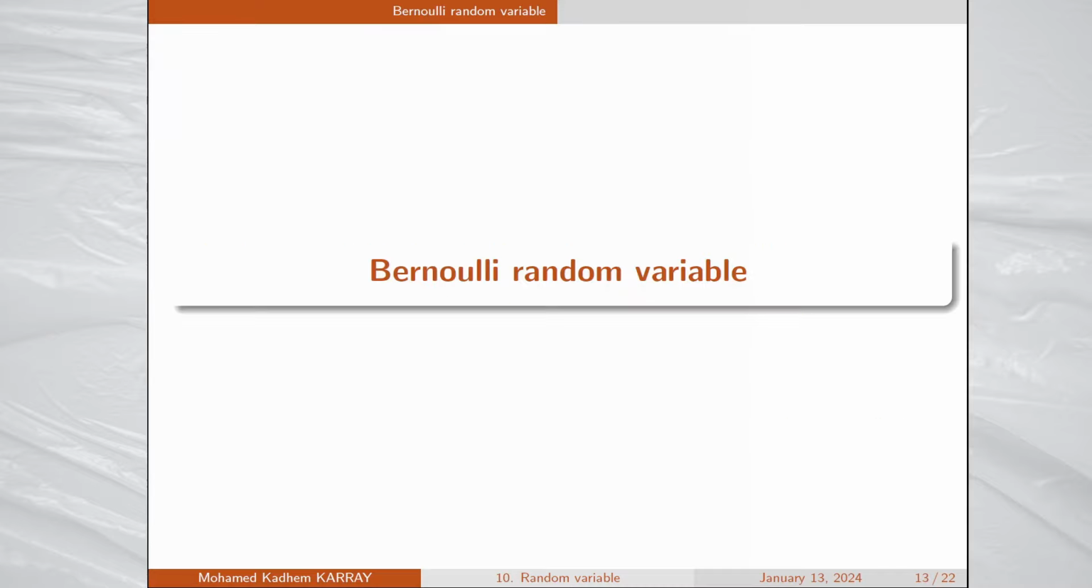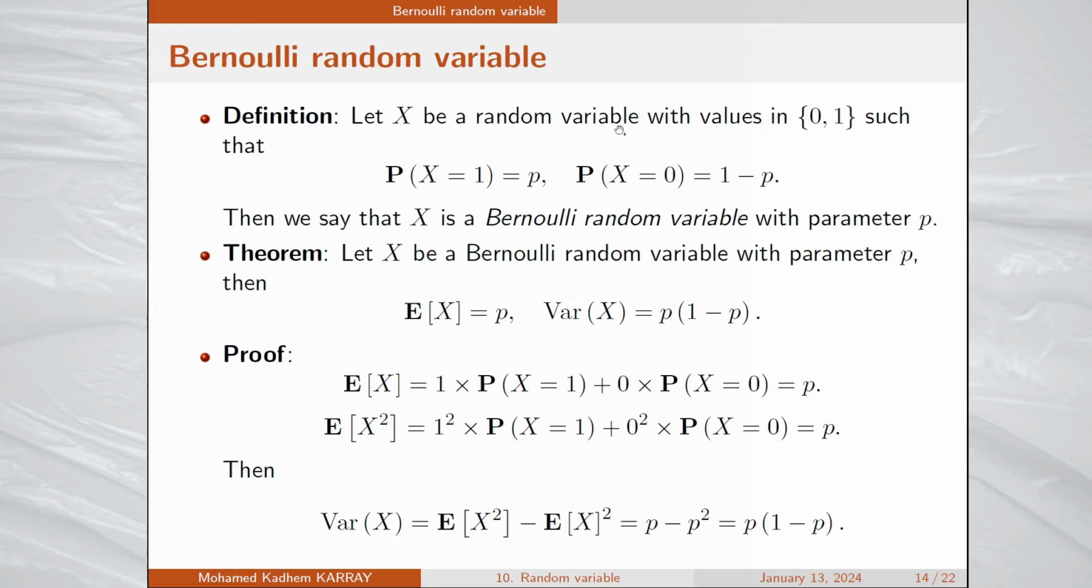One of the famous random variables is the Bernoulli random variable. Let X be a random variable with values in {0, 1}, such that the probability of X equals 1 is p, and the probability that X equals 0 is 1 minus p. Then we say that X is a Bernoulli random variable with parameter p. Here are the basic properties of this random variable. Its expectation equals p, and its variance equals p multiplied by 1 minus p.